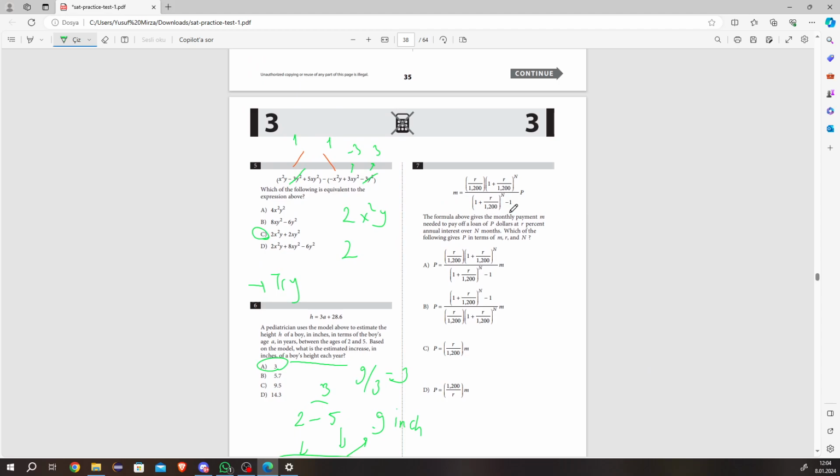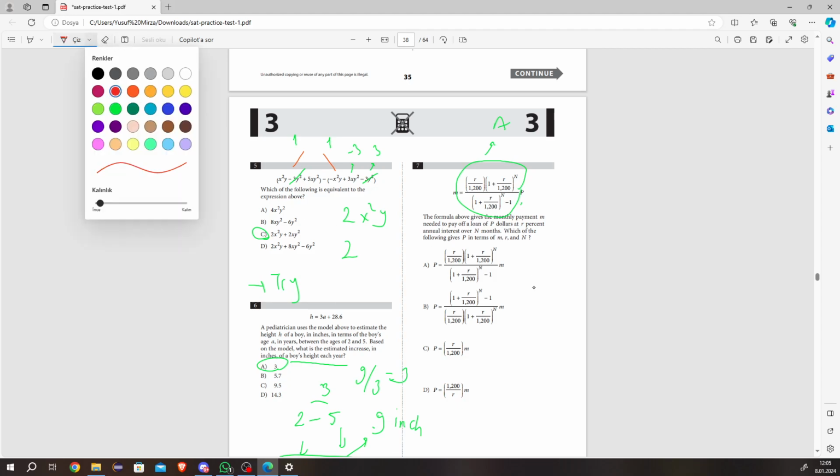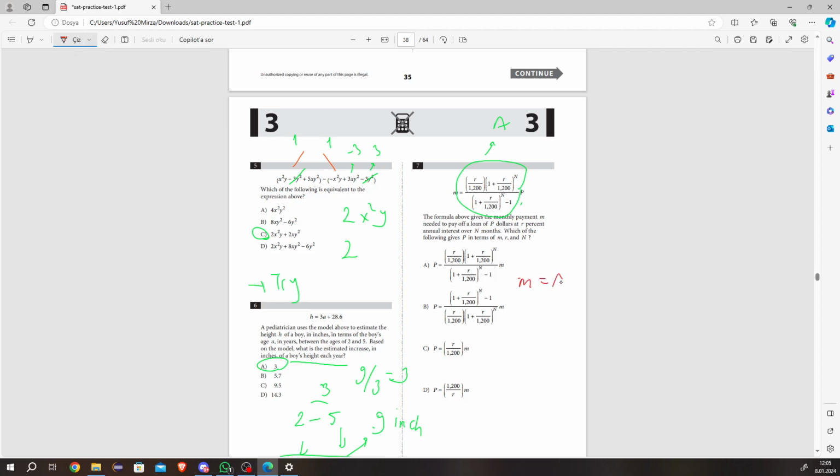The formula gives the monthly payment needed to pay off a loan of P dollars at a 3% annual interest over n months. Which one of the following gives P in terms of M, R, and n? Okay, this is the equation. Let's call it A, and then M, and let's change the equation like that. Then let's take P over there, and that's simply it. And what's A?